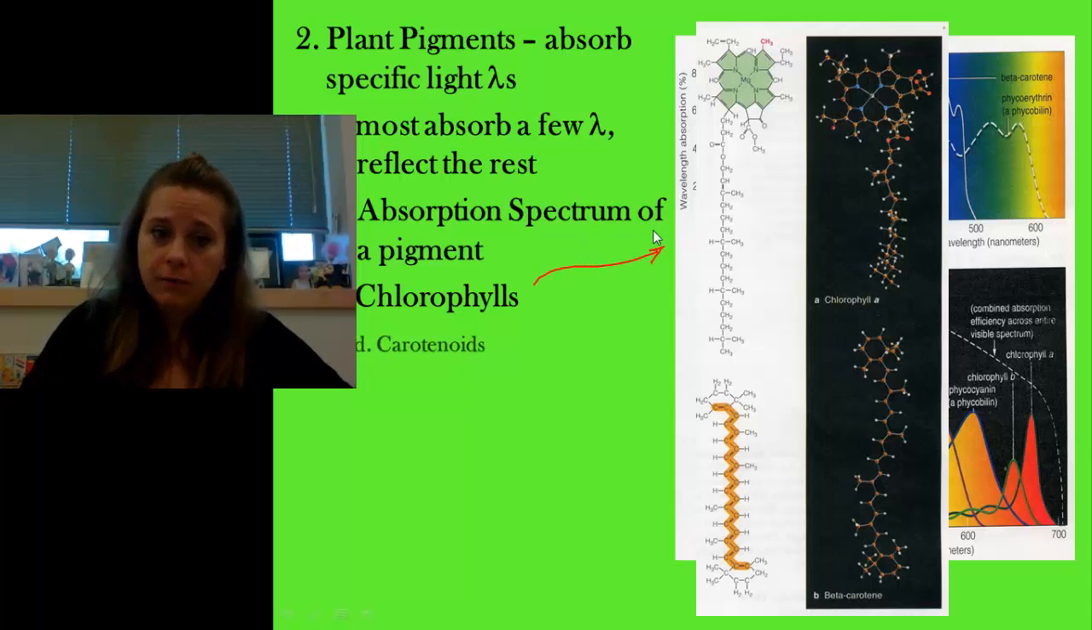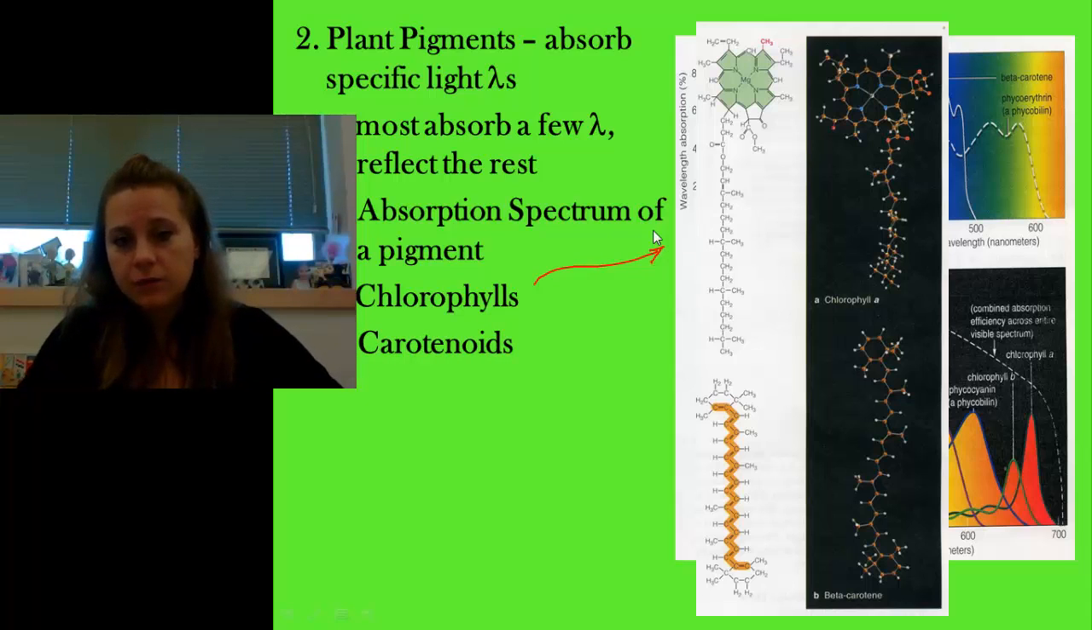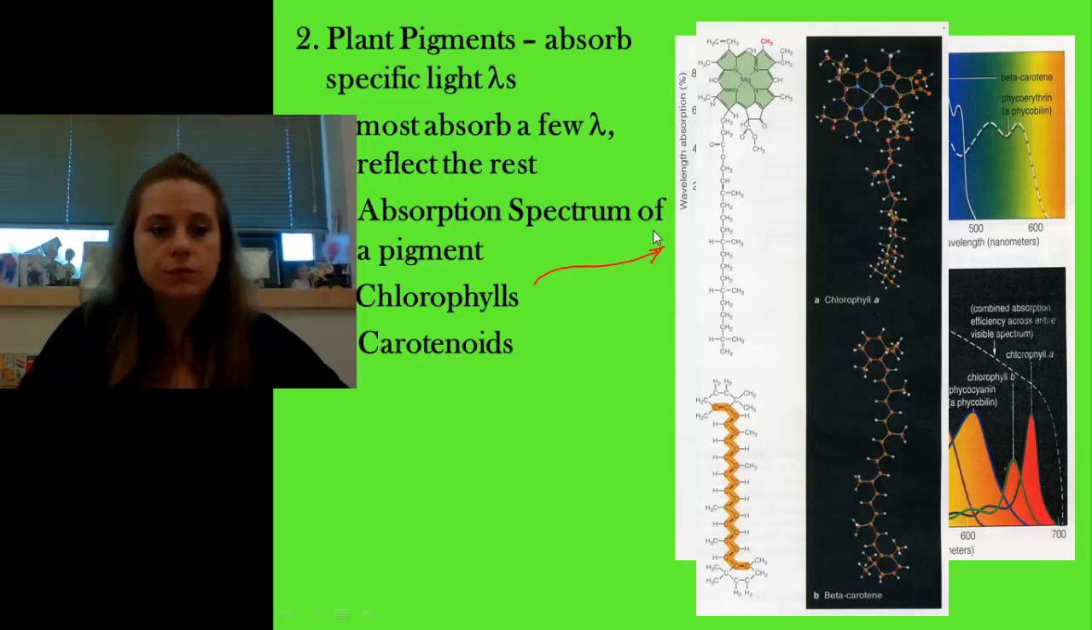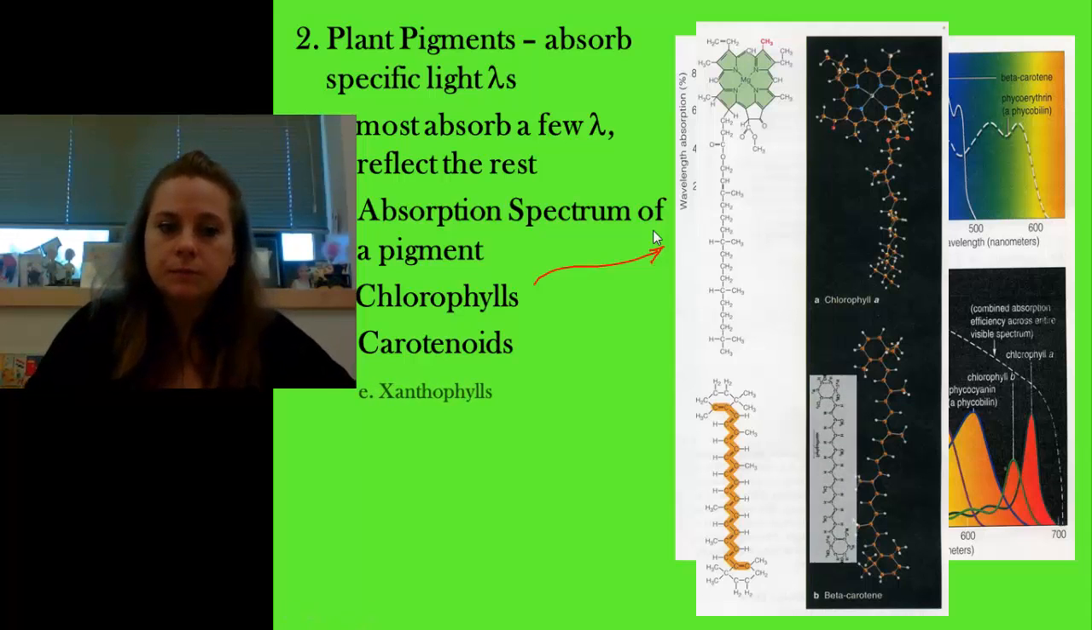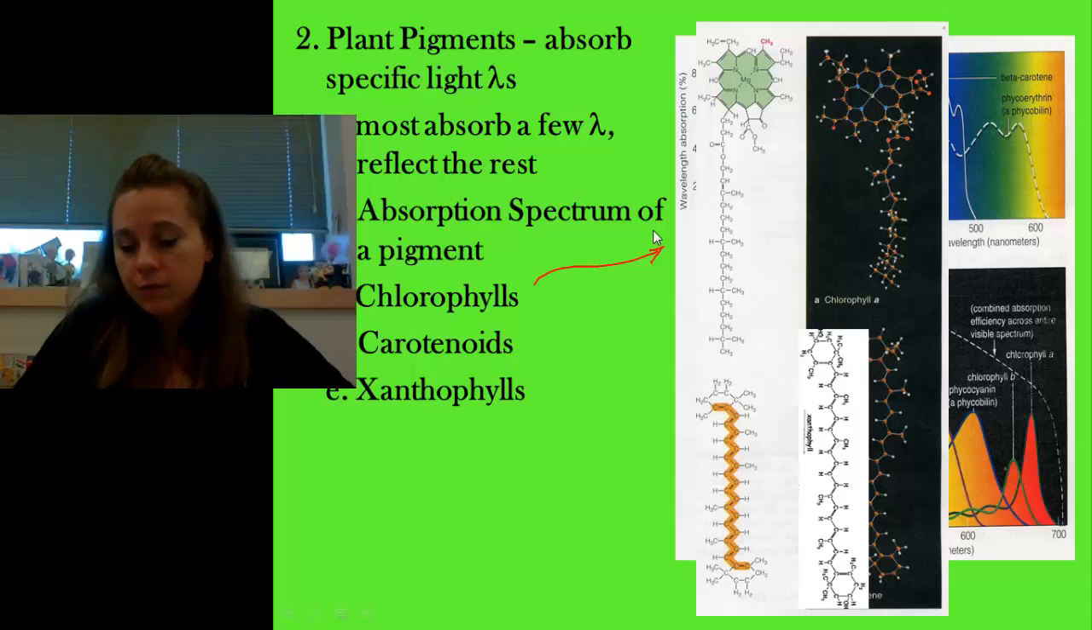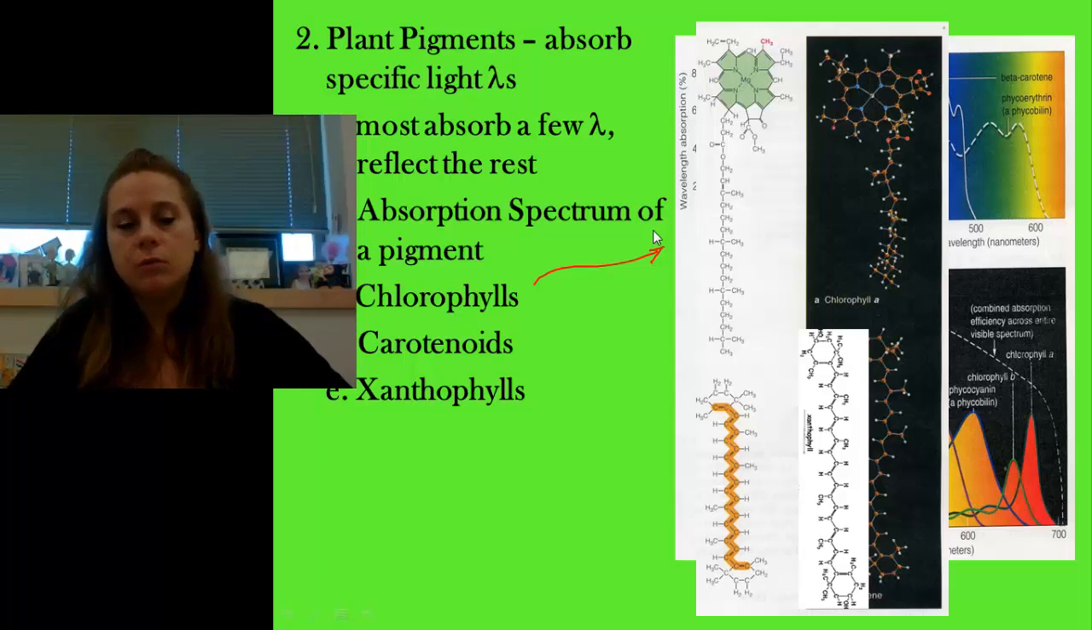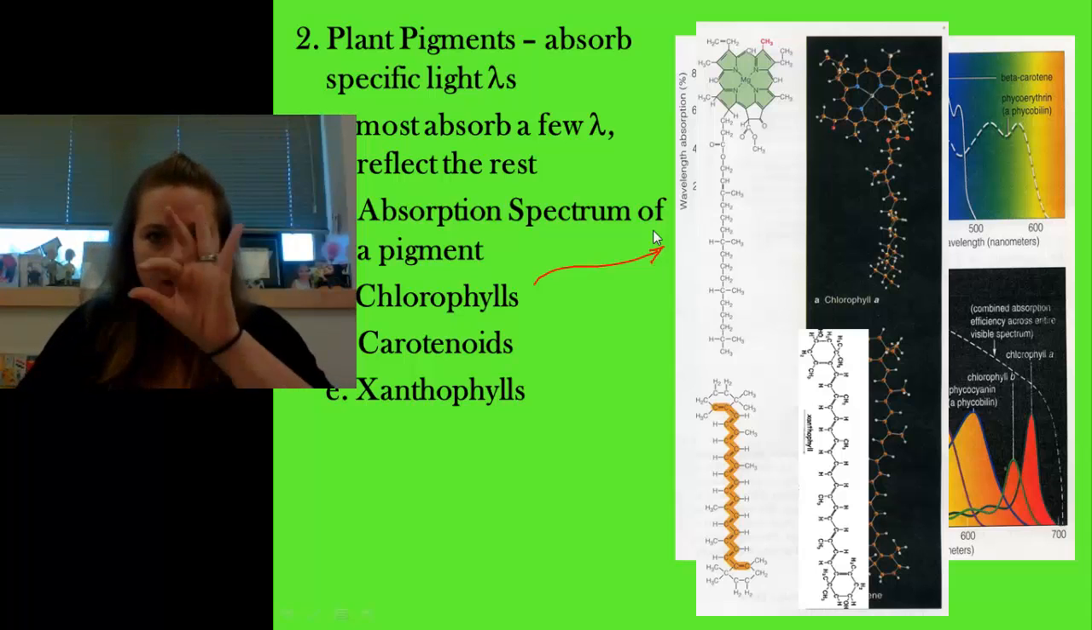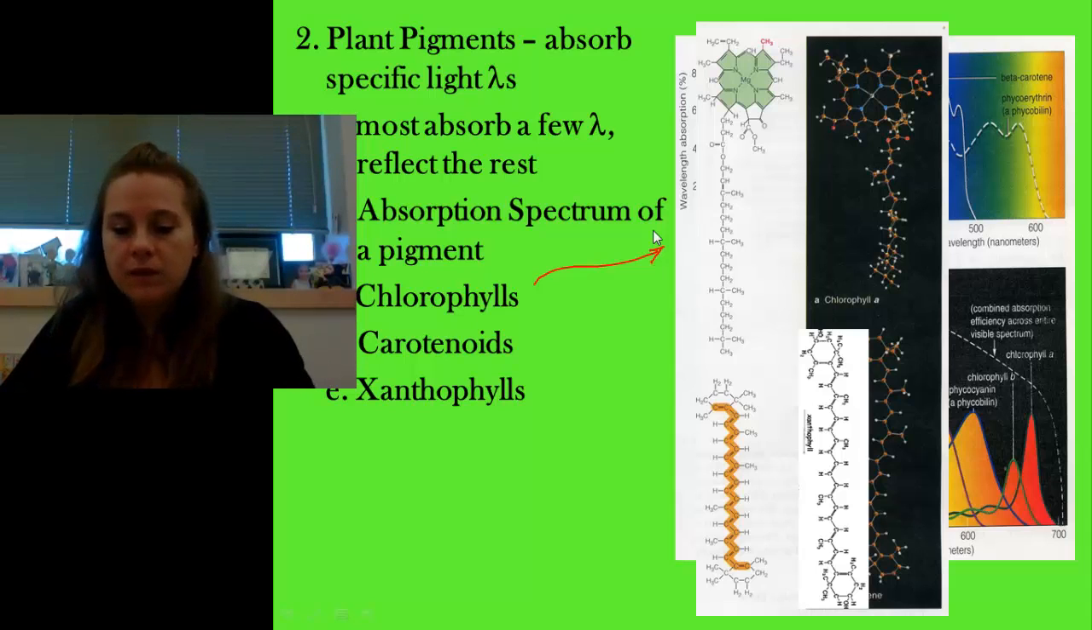Some other pigments are your carotenoids. Like I mentioned, those are the ones that are involved in absorbing mostly blues, your blues and your purples. Xanthophylls, these ones are pretty interesting. These are your yellow pigments. They're a derivative of the carotenoid group, and when you actually do chromatography of plant pigments, you can see a yellow band.